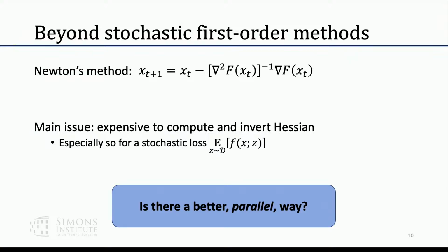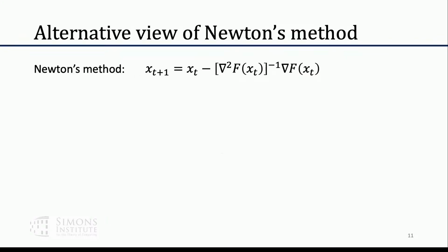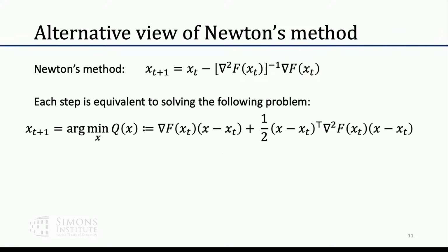And so what we want to ask is whether there's a better, and ideally parallel, way to implement something like this. Note that, quite simply, an alternative view of Newton's method is to think about each step as the minimization of some quadratic subproblem. So some model, some second-order Taylor expansion model around x_t, is our function q of x.